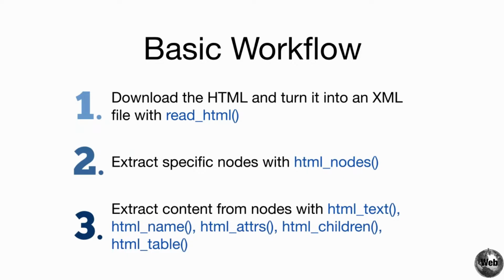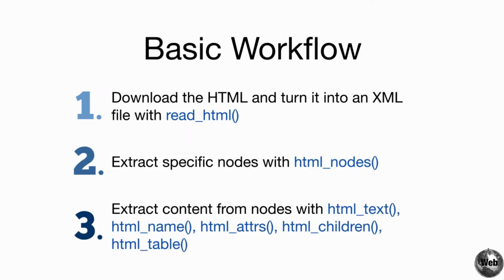You can narrow it down to 3 functions, but maybe more depending on what you're trying to find. The first thing you do is download the HTML document for a web page with the read HTML function. Then R will have all the information that's sent to your web browser, but now it's inside R where you can start to work on it. The second thing you do is extract specific nodes with HTML nodes.